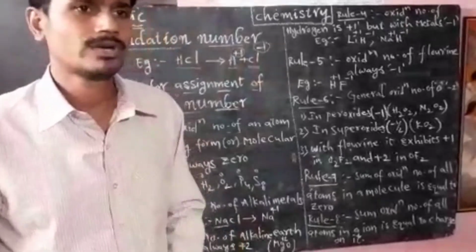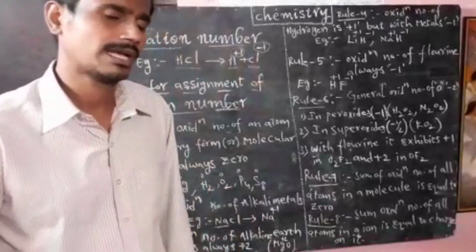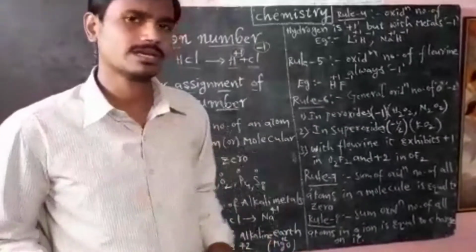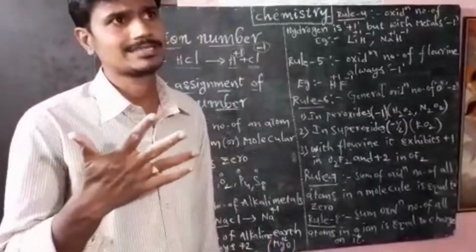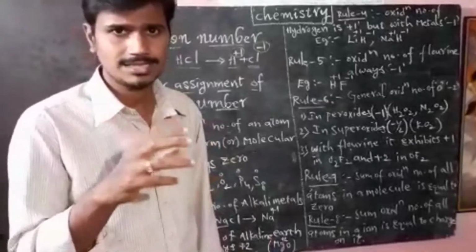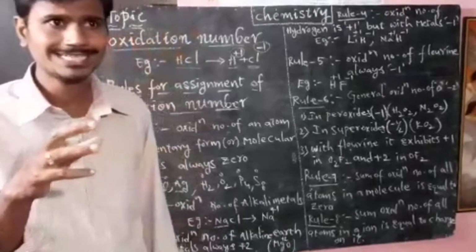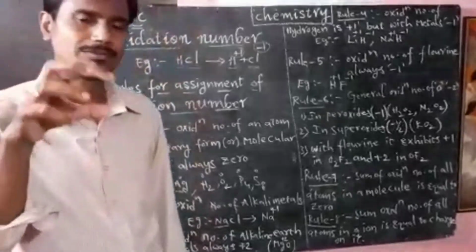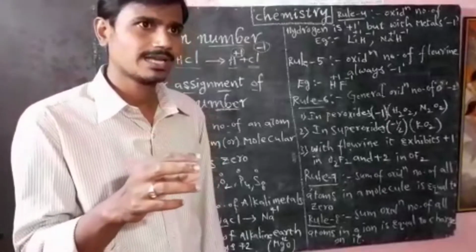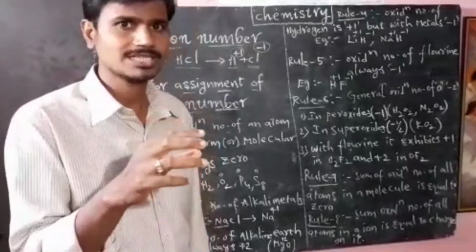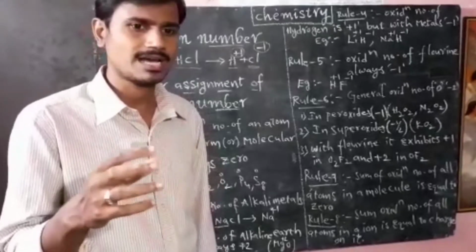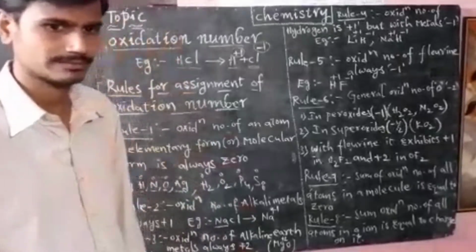We know about halogens. Halogens are fluorine, chlorine, bromine, iodine, astatine. In that, I am telling about the fluorine oxidation number. Fluorine is the most electronegative element in the halogens, so its oxidation number is always -1.